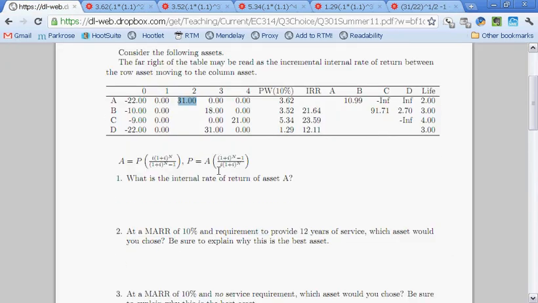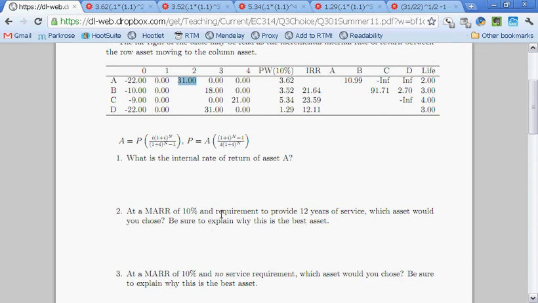Question number 2 says, at a minimum acceptable rate of return of 10% and a requirement to provide 12 years of service, which asset would you choose? That's the key phrase that says you need to use annual worth on this. So what you have to do is calculate the annual worth for each of these assets. Present worth is already given to you, so that step doesn't need to be done, and you know how long these assets live.